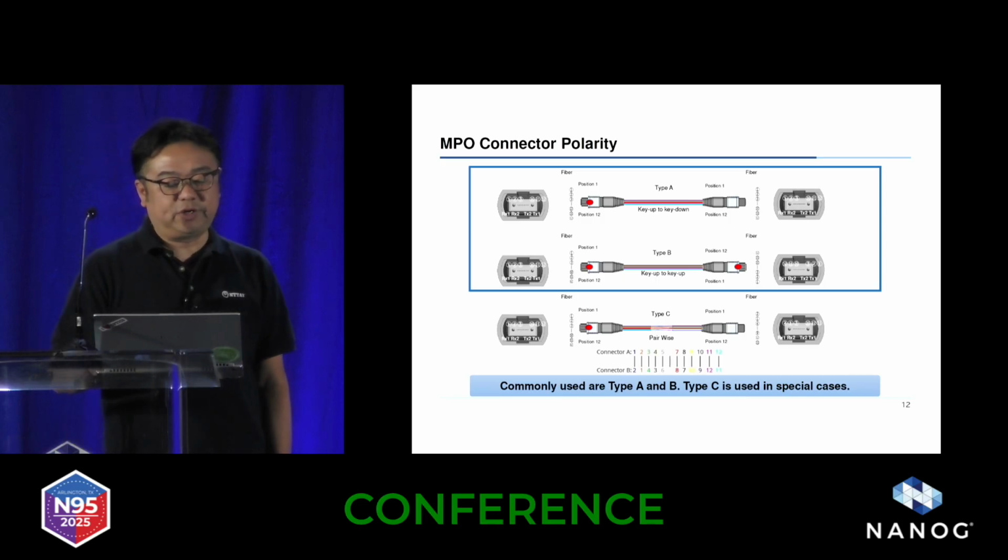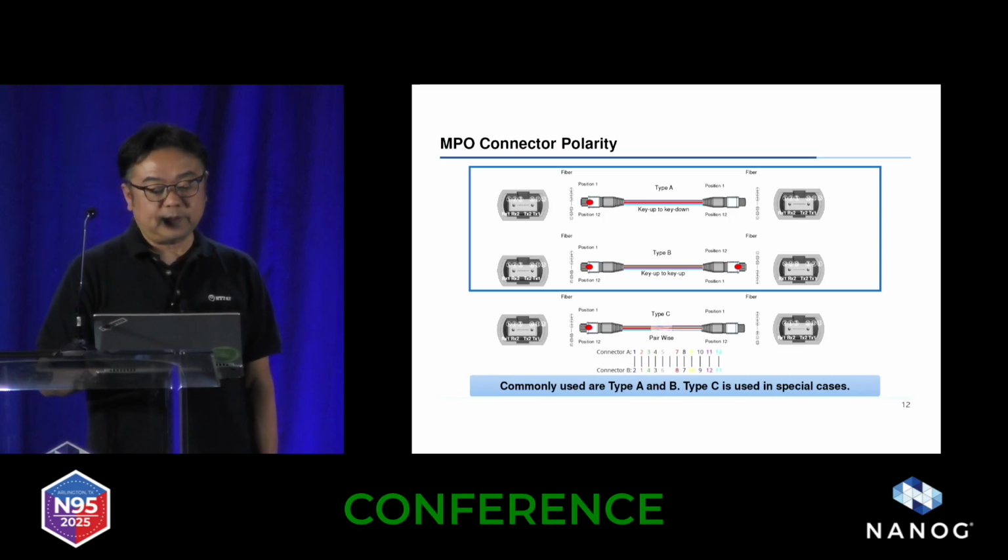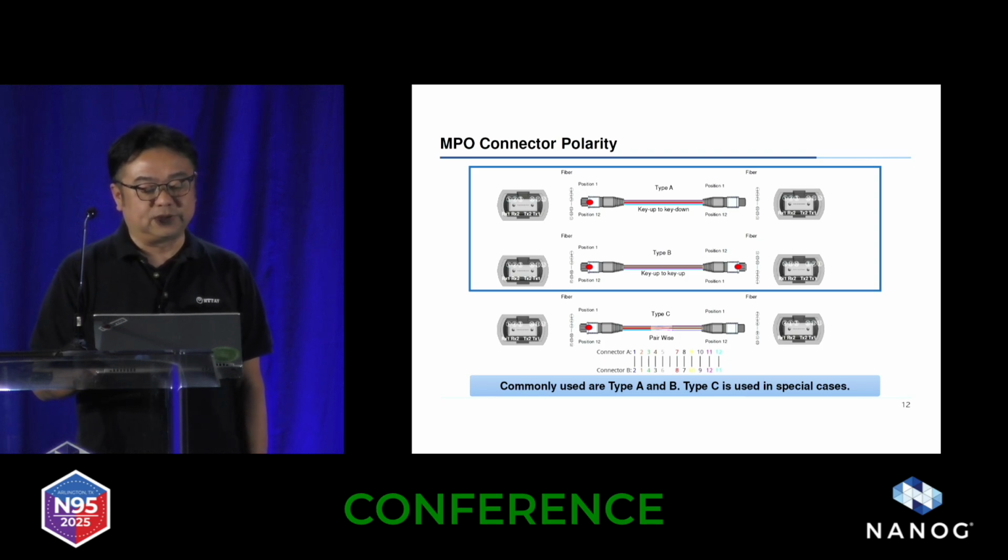A key up connector is used on one end and a key down connector is used on the other end. But the flipping happens inside the cable, with each pair of fibers flipped so that the fiber in position 1 goes to position 2 at the other end, and the fiber in position 2 goes to position 1.